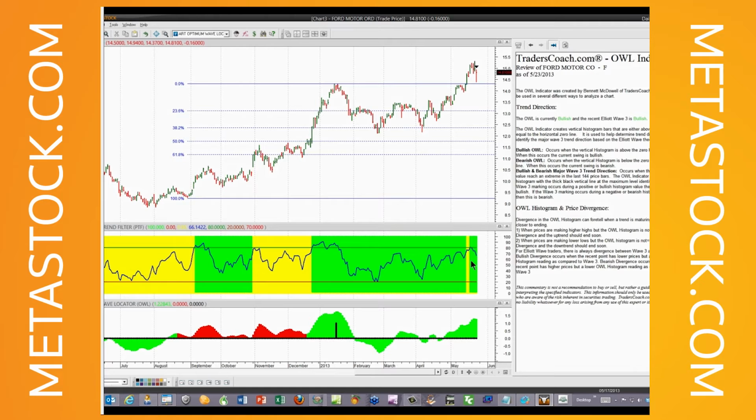And if the OWL remains above the 0 line and remains bullish, which it is now, then of course we are still in wave 5. Once that OWL goes negative and the PTF turns either to red or yellow, then we want to be aware that we may be changing trend. All right, so that's Ford.